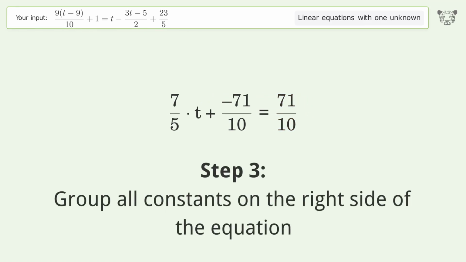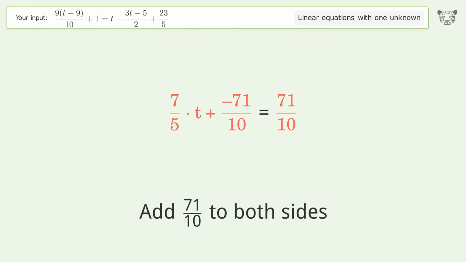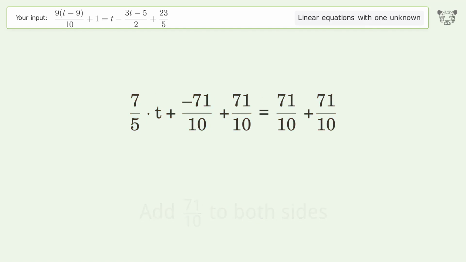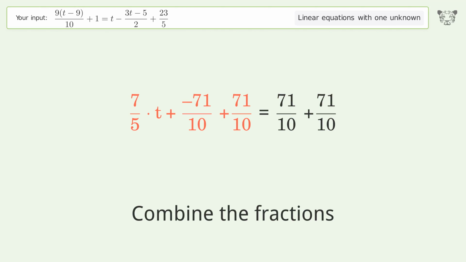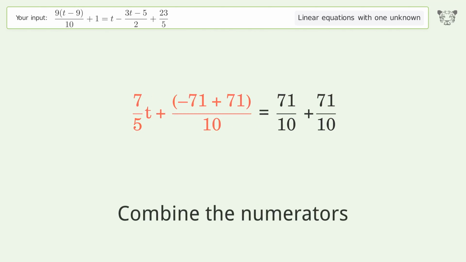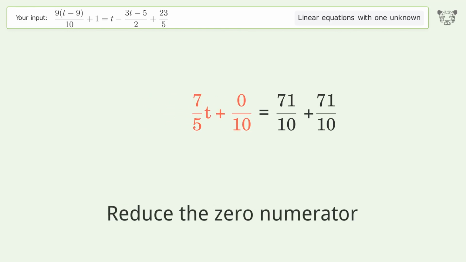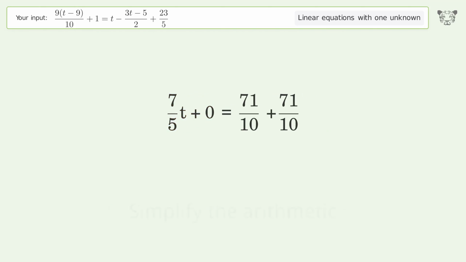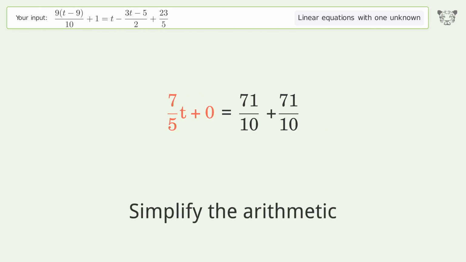Group all constants on the right side of the equation. Add 71/10 to both sides. Combine the fractions. Combine the numerators. Reduce the zero numerator. Simplify the arithmetic.